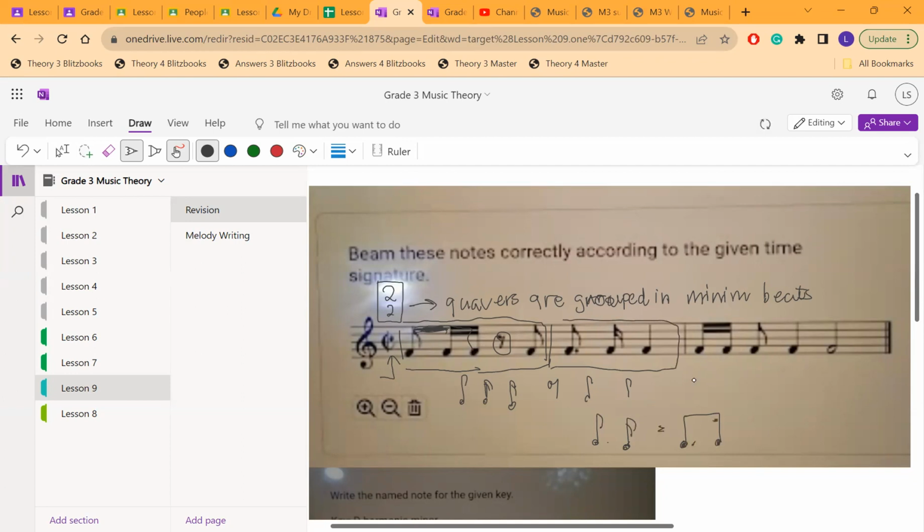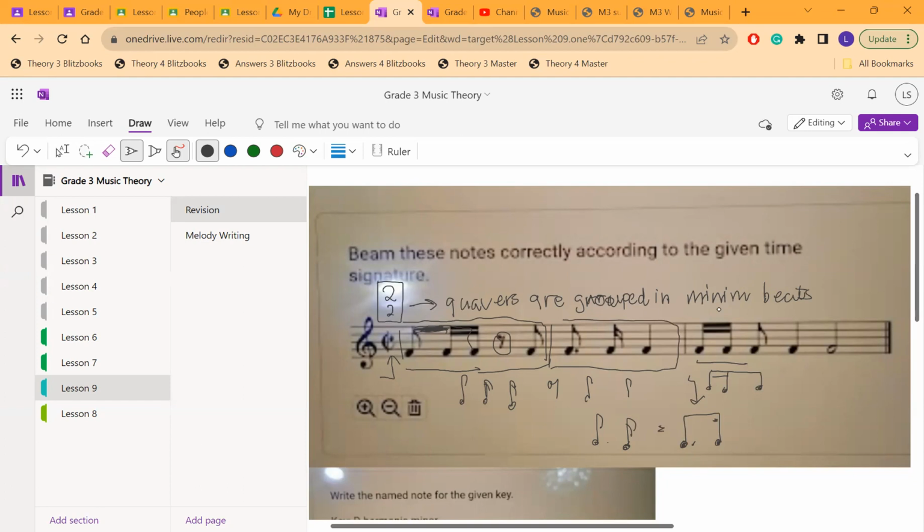you've seen it written like that? Has to look like that. And now that is just like this. Yeah, so that's a correct way to beam something in 2-2.